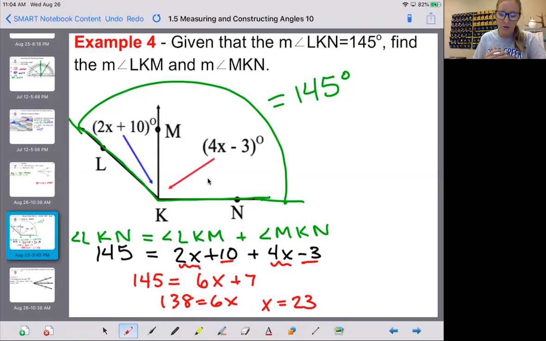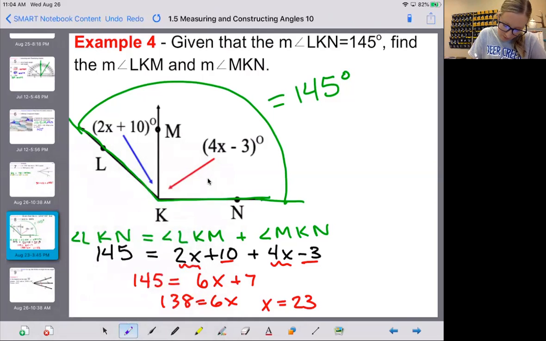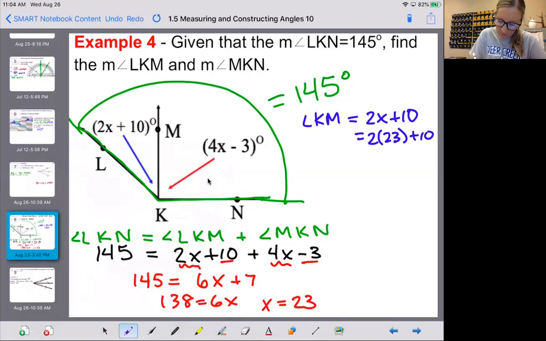So go back to your directions. It says, find the measure of LKM and find the measure of MKN. Okay, so I'm going to work over here on the side. LKM is equal to 2x plus 10. So I'm just getting that from the picture. However, we know that x is now 23. And so I'll just simply plug that in. So I get 46 plus 10, or 56 degrees. So I'm saying that this angle over here is 56 degrees.